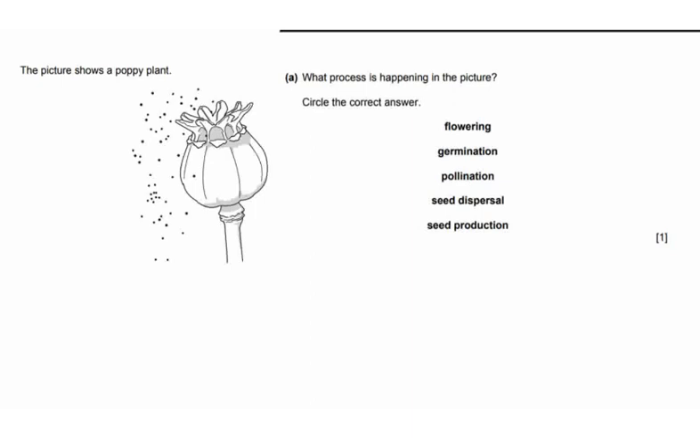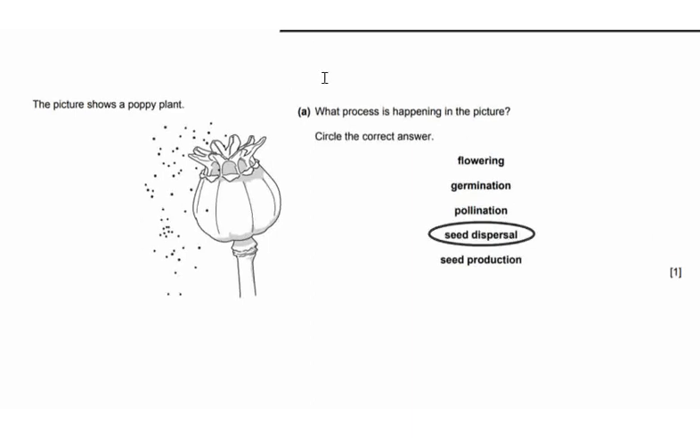Have you got the answer? Now let's see the discussion together. If you haven't, you can pause the video for a while. The answer for this is seed dispersal. So this is one way of how the plant disperses the seed. It just pops out and spreads the seed all over the places around it.